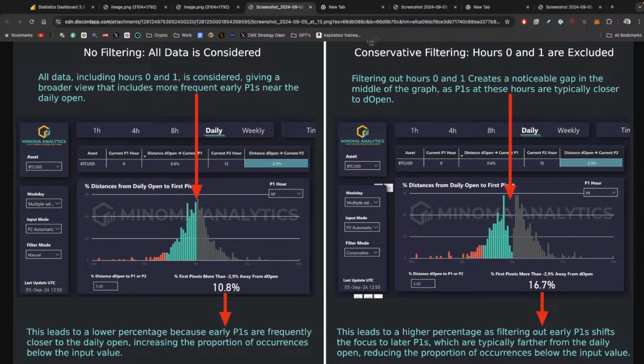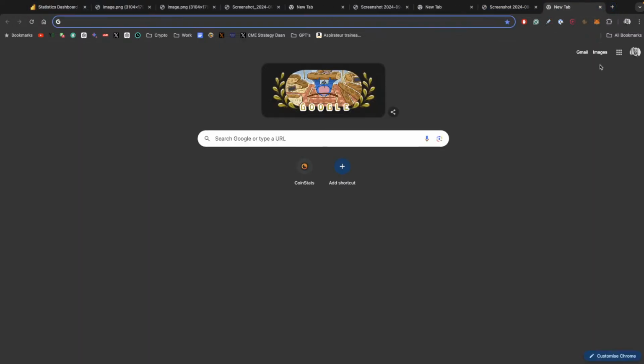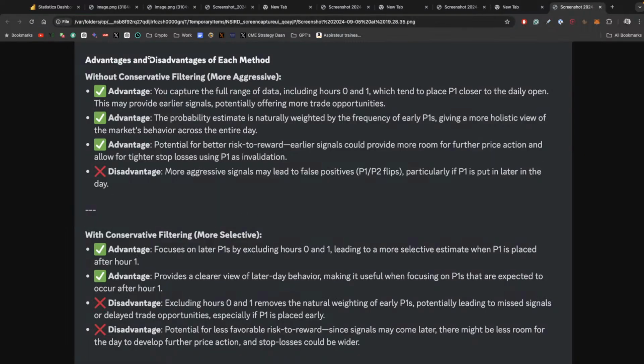So there are advantages and disadvantages to each method. And the main reason why I'm saying this is because until now, we have only used conservative. If it's confusing, use conservative until you get it. That's my advice. But I do think there are definitely environments where you can use not conservative, and that's definitely something I'm going to do. So the advantages and disadvantages, and again, this is in the Discord.